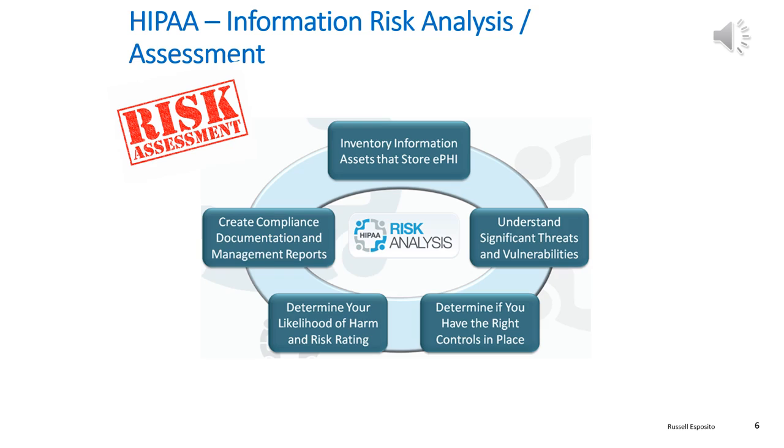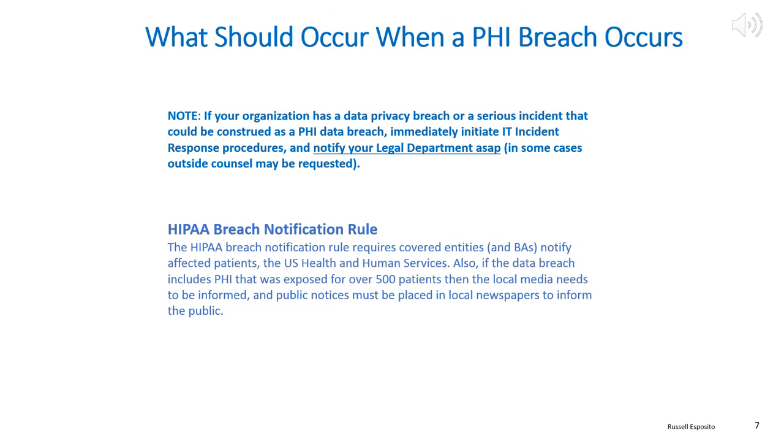All right, let's talk about what should occur if a PHI breach should occur. First, if there's any sort of information incident that has the possibility of being a PHI breach, the parties who are aware of the incident should consult with the legal department or the company's general counsel immediately. They're really the ones that can best evaluate how serious this may be to the regulators, and a conversation with legal is highly advisable.